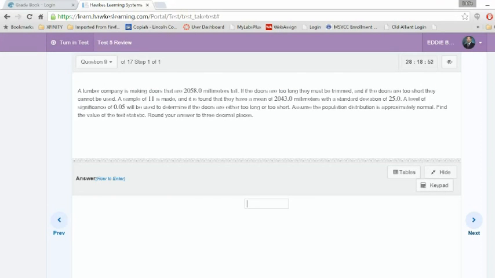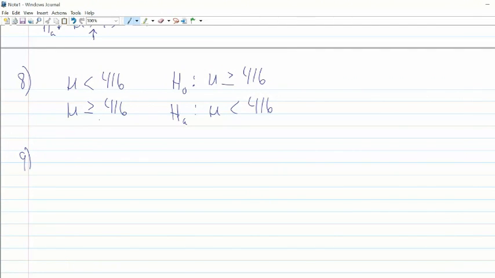Problem number 9. We're trying to find a test statistic. So we need to see how large is the sample. It says a sample of 11 is made. Well, that's very alarming because that's less than 30. Now keep reading to see if it tells you that the population is normally distributed. It says, assume the population distribution is approximately normal. So yes, this is still a Z. If that statement would not have been in here, it would be a T distribution. But that statement is given. It's approximately normal, so we use the same formula that we used on number 7. Probably want to write down all of that important information.